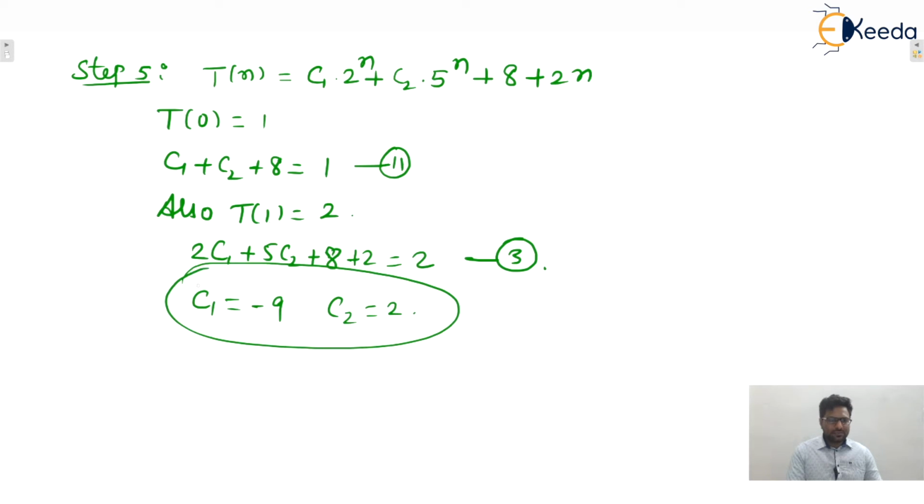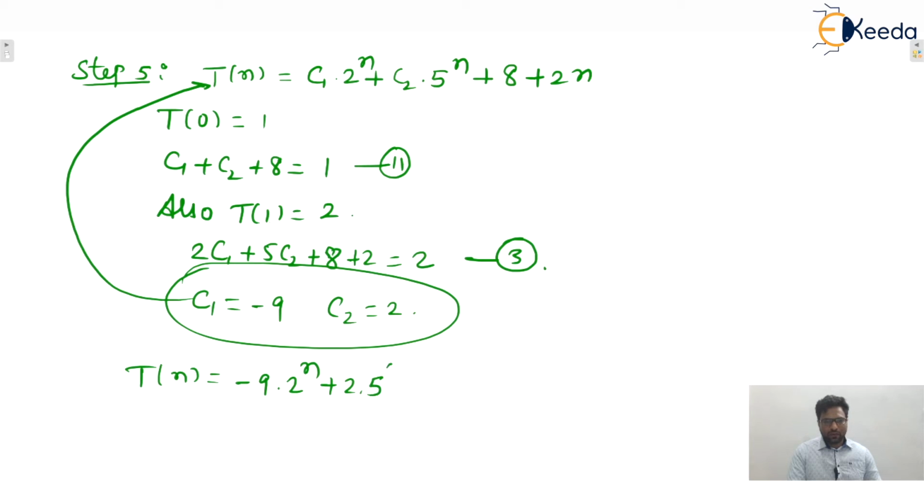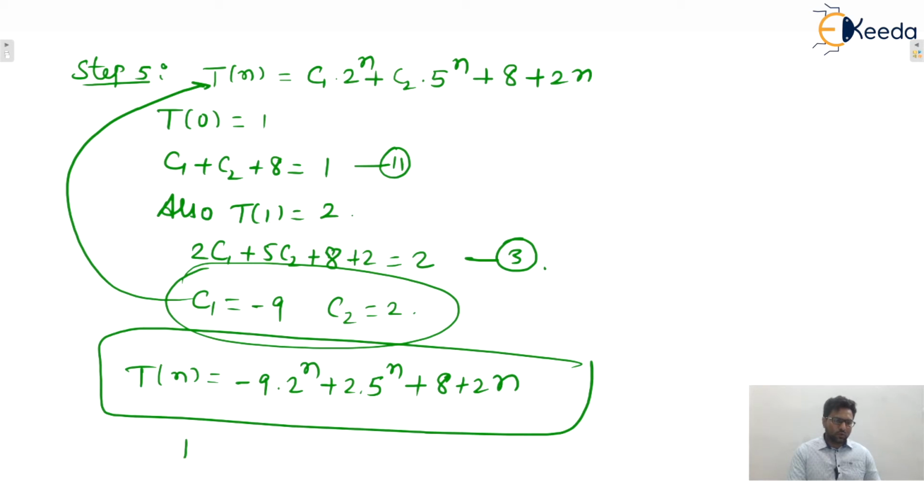Yes, put back these two values in this particular recurrence relation. So we can say that T of n equals C1 value is -9, 2 raised to power n plus 2 into 5 raised to power n plus 8 plus 2n. That is your required solution.